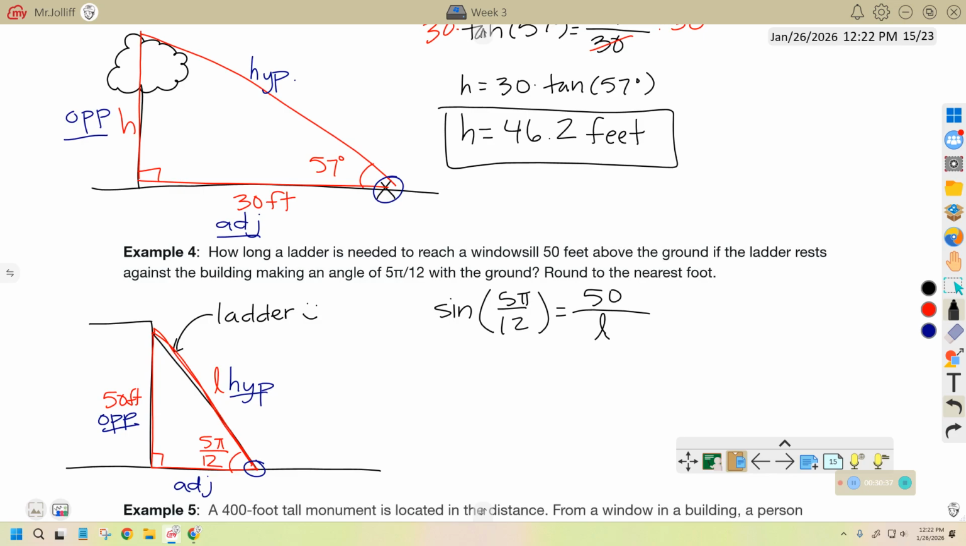I want to get L by itself. I'm going to have to do two things. What do I do first? Multiply by L to get it out of the bottom. And then what's next? Division by sine, yeah. So I get L equals 50 over sine of 5 pi over 12. What mode does your calculator need to be in? Radians, very good.